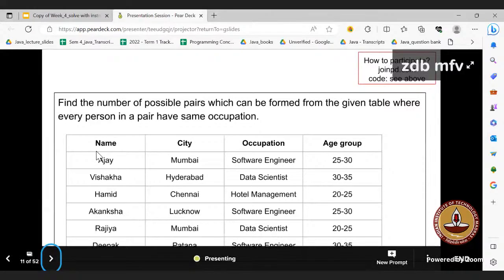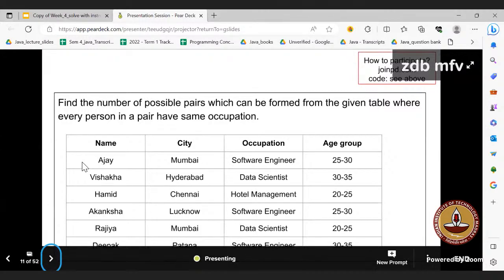So first you fix Ajay and see Vishaka. Vishaka and Ajay cannot be a pair because their occupation is different. Ajay and Hamid, you check, they cannot be a pair. Ajay and Akanksha, yes, they can be a pair, so you increase the pair count. Ajay and Rachya cannot be a pair because their occupation is different. Ajay and Deepak can be a pair, both software engineers, so you increment the pair count to 2.